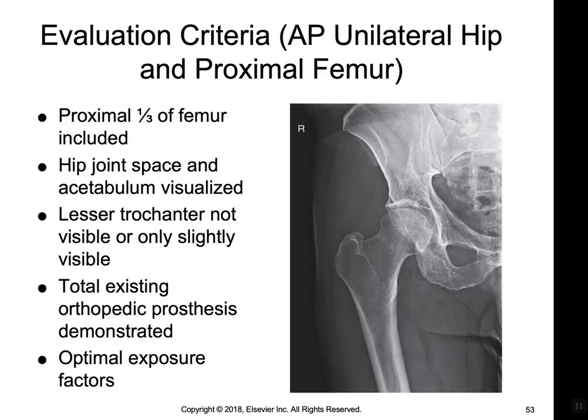What will you see? The proximal 1/3 of the femur included, hip joint space and acetabulum visualized, lesser trochanter not visible or only slightly visible, total existing orthopedic prosthesis demonstrated, and using optimal exposure factors. Now, when you're in an ortho office and they have a hip replacement, a knee replacement, all of that, that's what the total existing orthopedic prosthesis means. You want to make sure that you include every piece of that replacement on your film.